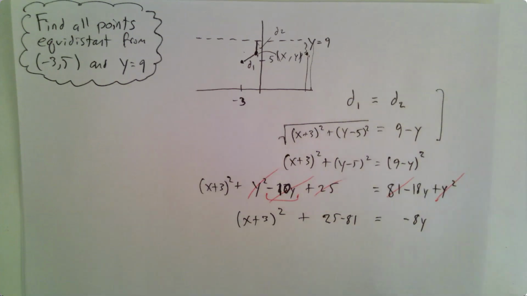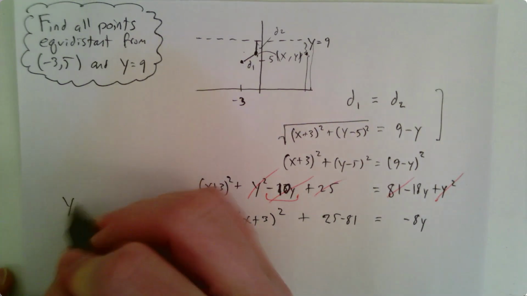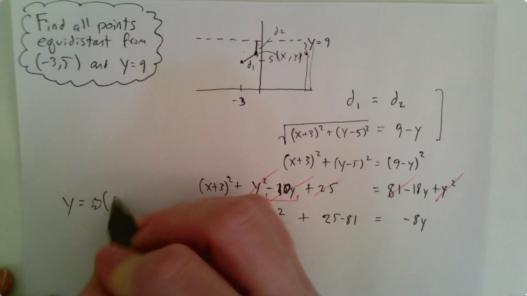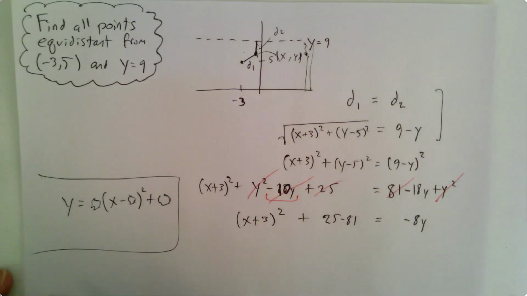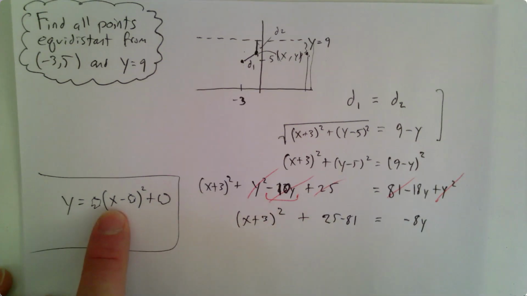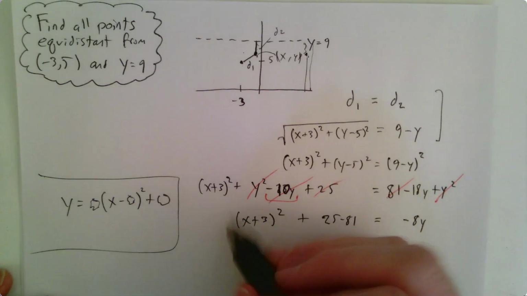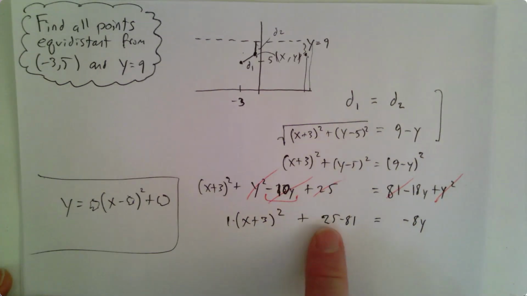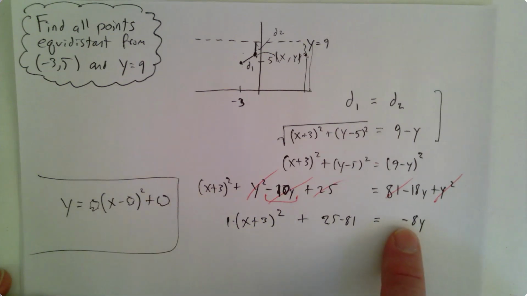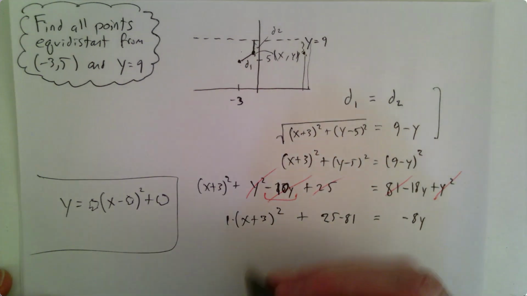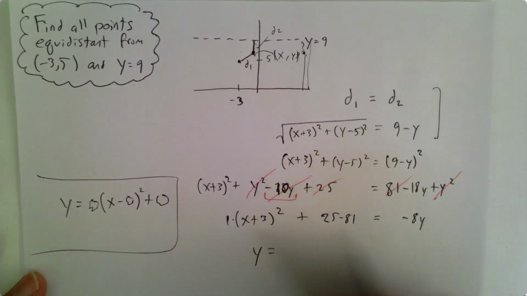Great. So we can see that it's starting to have the shape of a parabola because we know that a parabola is going to look something like y equals something times x minus something squared plus something. That's the vertex form of the parabola. So here I've got an x plus 3 squared, and the leading coefficient is 1. And then this 25 minus 81 is just that constant on the outside. So let's divide through by -8. I'm going to swap sides here. So I'm going to divide each of these terms by -8.